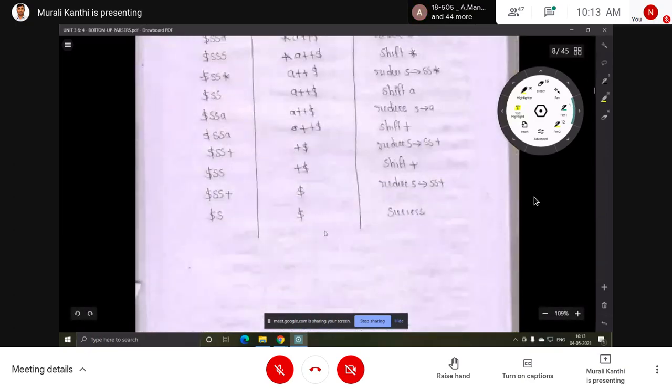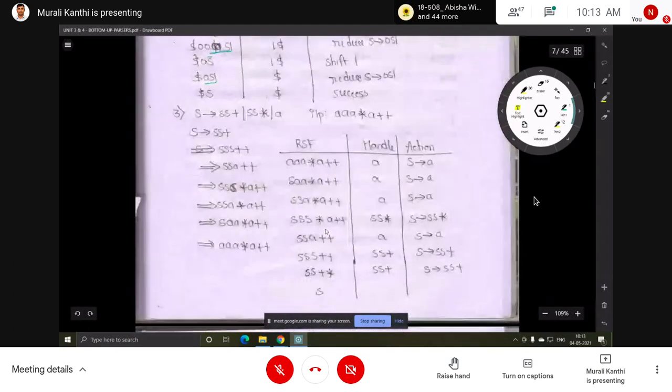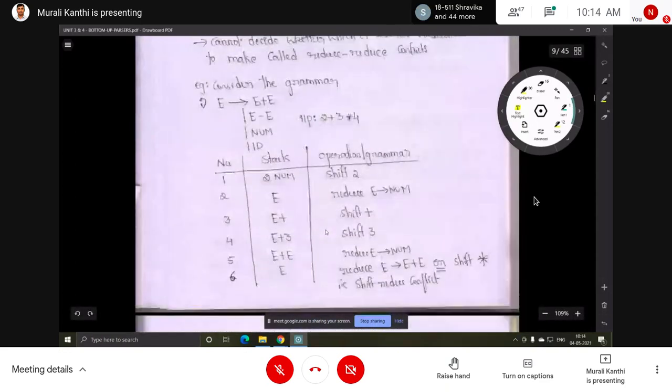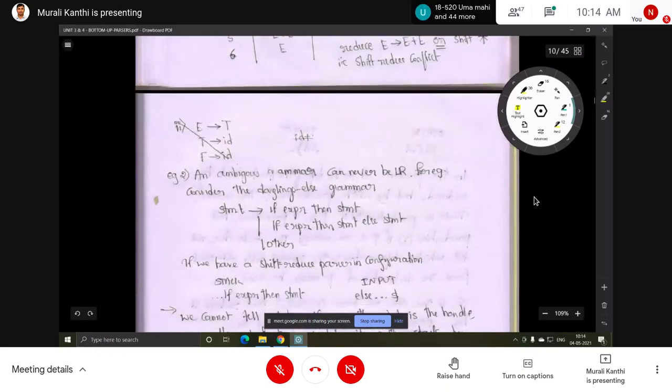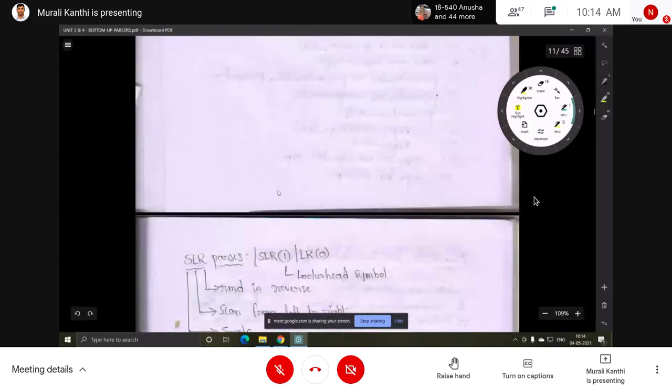In the next example we will show some types of grammar. In the examples we discussed previously there was no conflict, but in this type of grammar there may be chances of conflict. Next, the dangling else grammar also has that confusion. So we'll see the remaining in the next class.